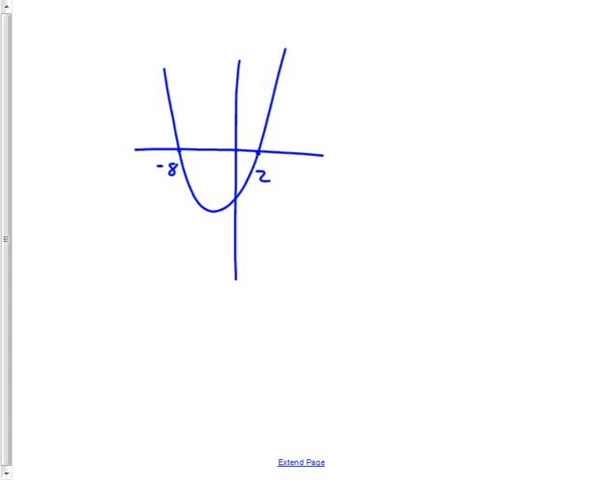Okay, what would run right down the middle of them? Well, you average negative 8 and 2. When you add them together, you get negative 6. You divide by 2, you get negative 3. Does it look like negative 3 would run kind of right down the middle of this thing? Make sense? All right. So, x equals negative 3. That's an axis of symmetry. That's one thing I needed to teach you.